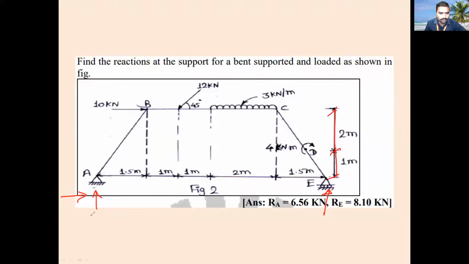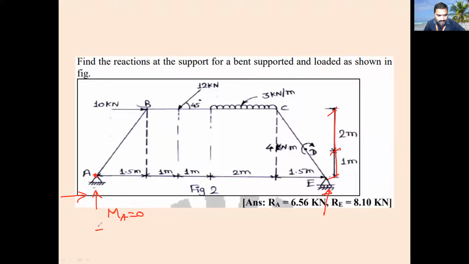Next. So suppose first you go for moment about a point equal to 0. Moment about A equal to 0. I will start from this point, 10 kilonewton. I will solve this here only. So this 10 kilonewton, will it rotate the frame in clockwise or anti-clockwise?